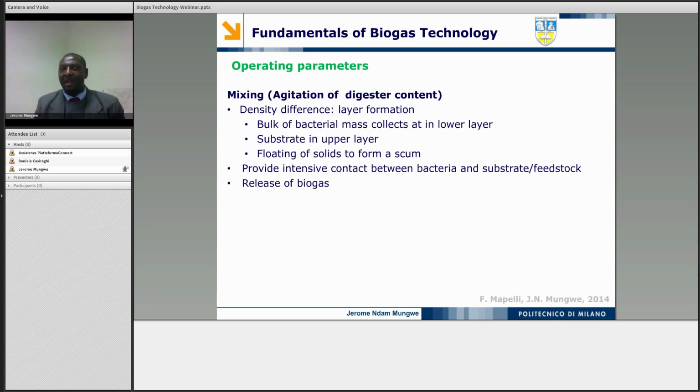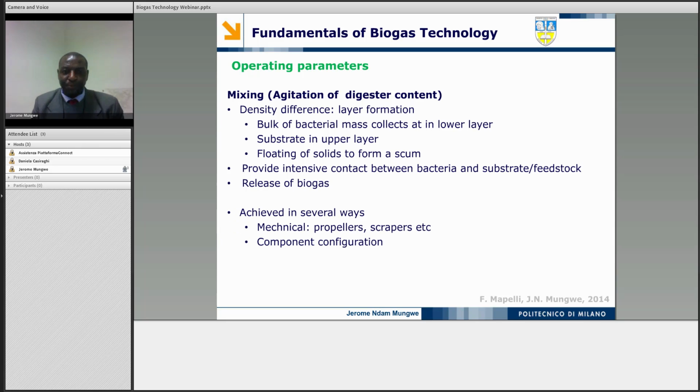This can prevent the liberation of biogas, and also the separation of the bacteria and the substrate may lead to process inefficiency. Mixing provides intensive contact between the bacteria and the substrate so that the process can effectively take place, and mixing also helps to release the biogas that is produced. Mixing can be achieved in several ways, mainly mechanically using propellers and scrappers, and sometimes simply by the design of the digester, designing the components in a particular way can achieve mixing in the digester.